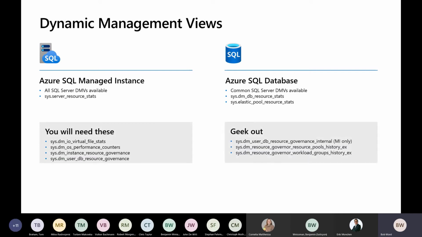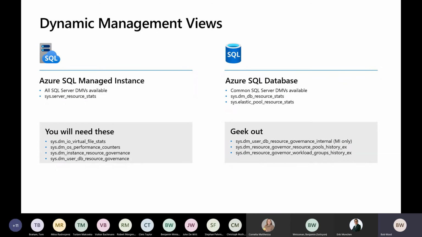Now, I like to kind of geek out a little bit. So there are other DMVs you may want to look at. Notice here on the left-hand side, IO virtual file stats. Since you don't have access to things like perfmon, this is how you're going to look at things like IO latency for SQL Server. Even though you don't specify the file location, we will show you IO latencies so you can ensure that your workload is performing correctly using that DMV.